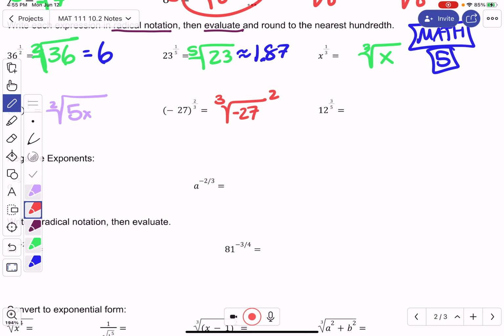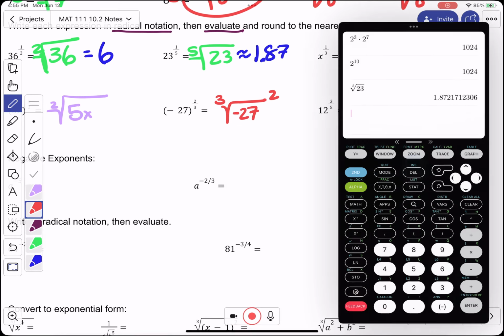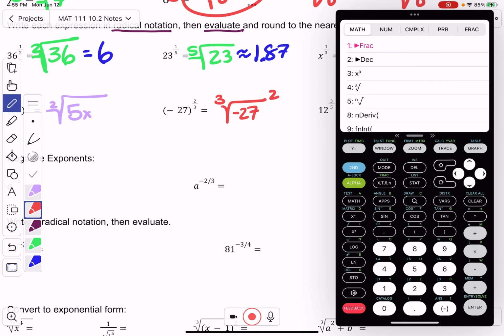That one I can type right in the calculator if you don't know it. So math 5, I make that a 3. In here I put negative 27. Then I'm going to arrow over and do caret 2. And I get 9. Now let's look at that by hand.